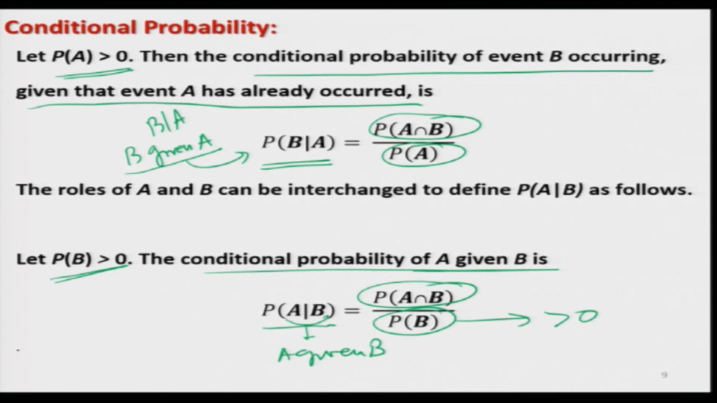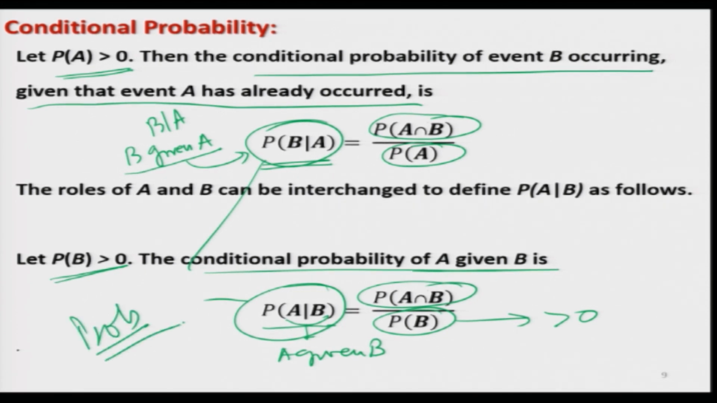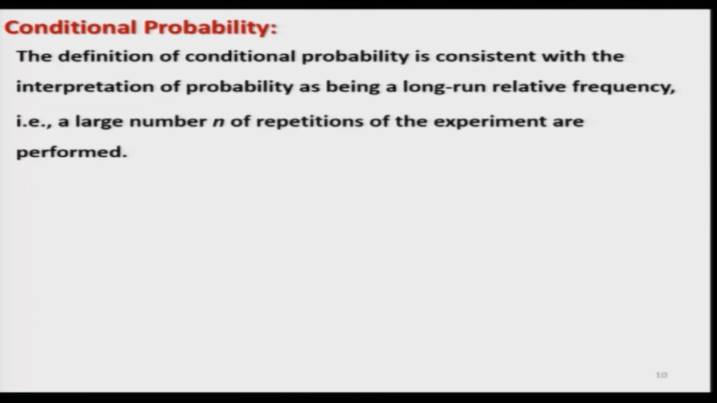And this definition that you have given here, P of A given B, these are also probabilities, and whatever axioms you made while defining the probability, all those axioms which were valid for a simple probability will also be valid in such a case with some modifications. So, you have to understand that this is also a probability, just like the simple relative frequency based probability. Actually, this definition of conditional probability is consistent with the interpretation of probability as a long run relative frequency, that is, when a large number n of repetitions of the experiment are performed.